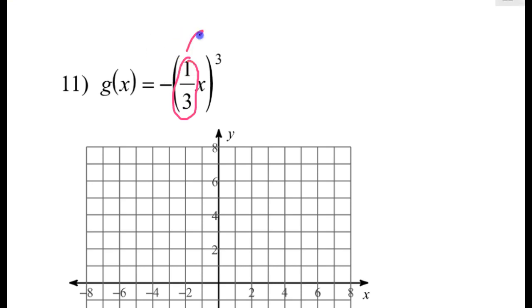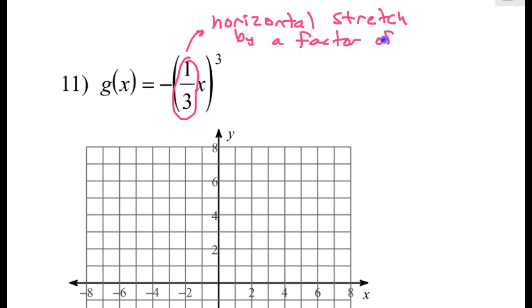All right, let's make a note of that. So this is a horizontal stretch by a factor of 3. I did the reciprocal when I said by a factor of 3. Meanwhile, this negative sign out here in the front is a reflection over the x-axis.